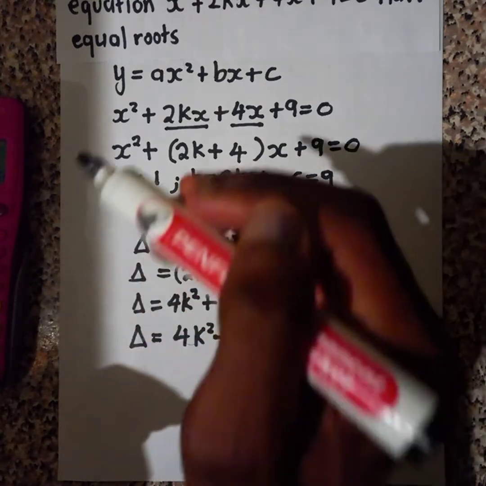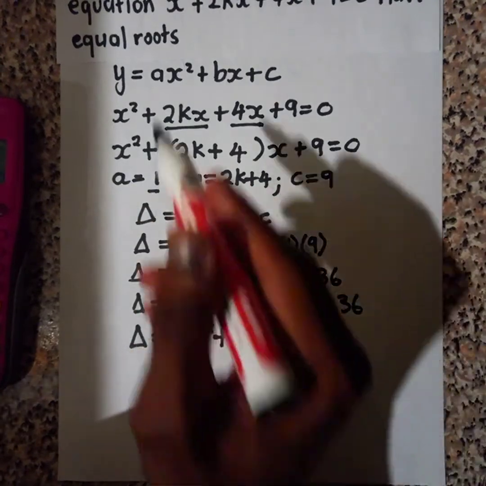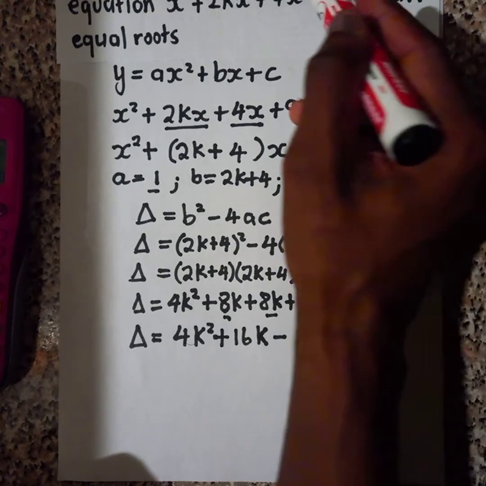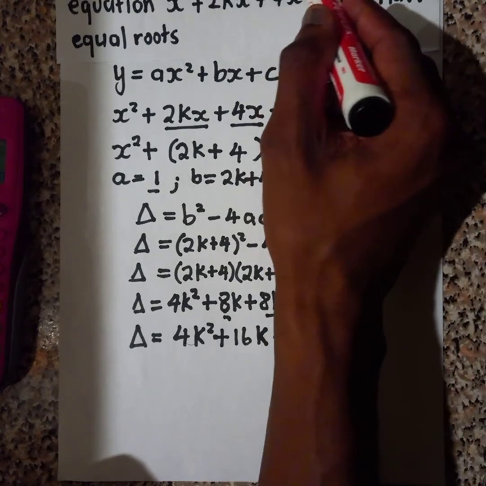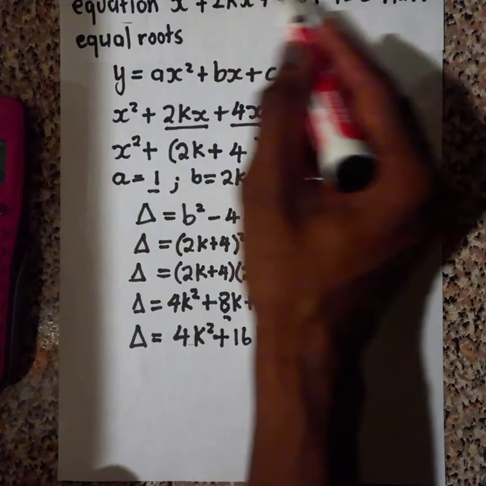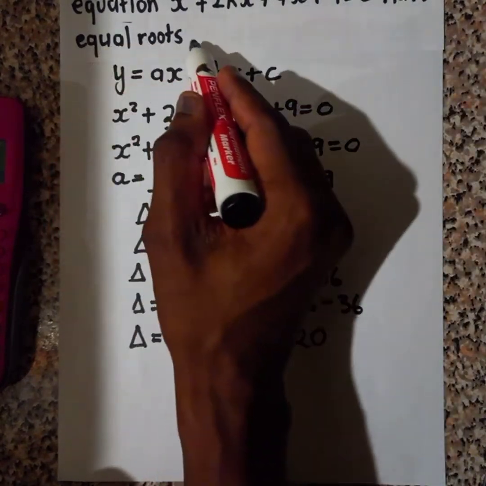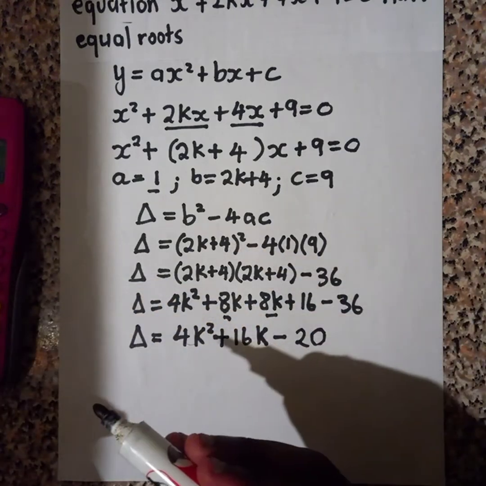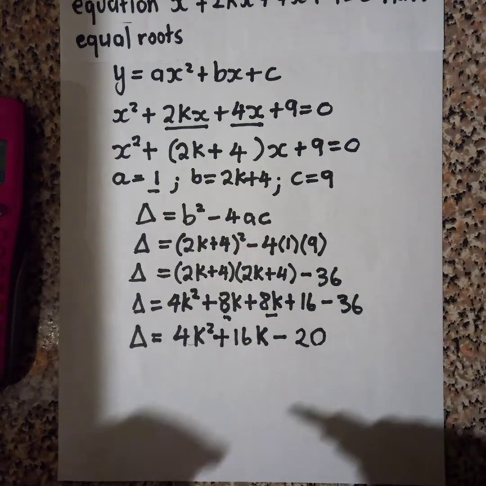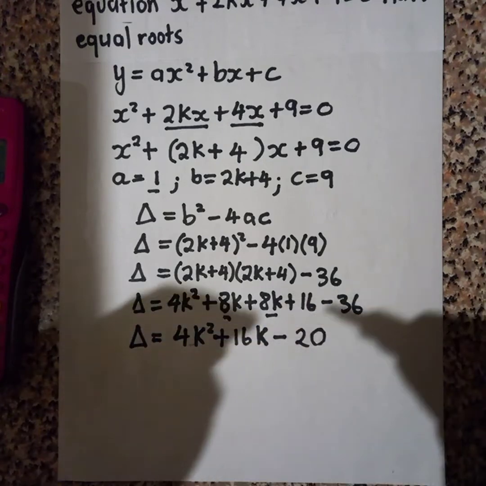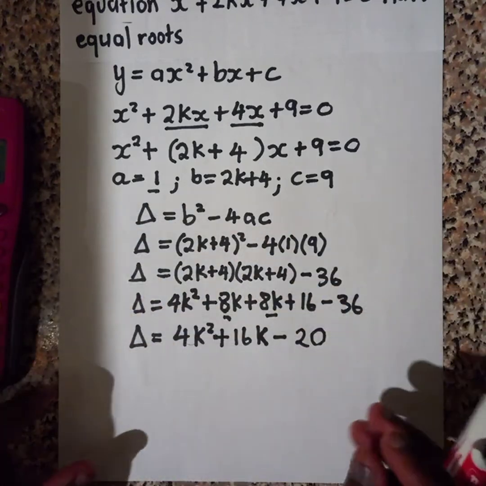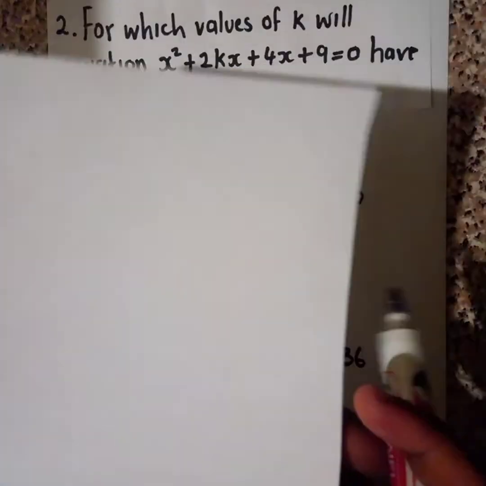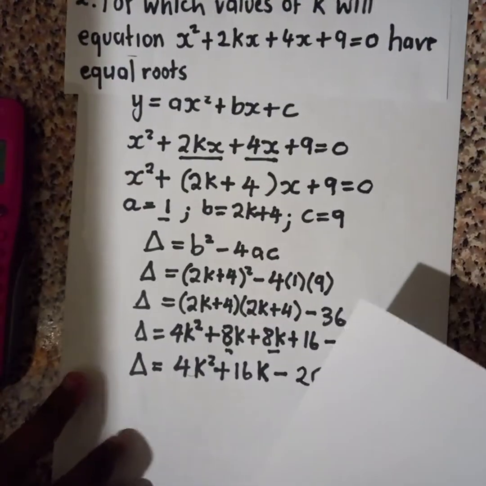Let us go back to our question. It states for which values of k will the equation have equal roots. Do you still remember the condition that we use to determine the discriminant of the nature of roots? Last time we said, let me just write on this paper.